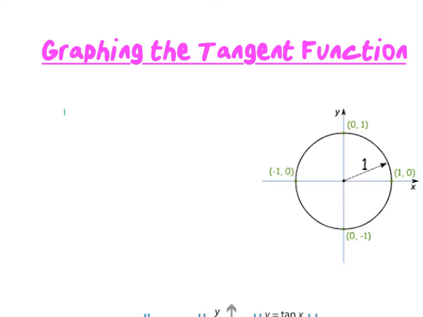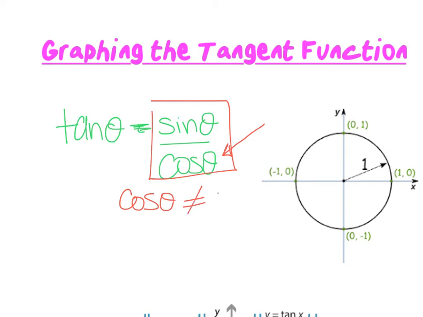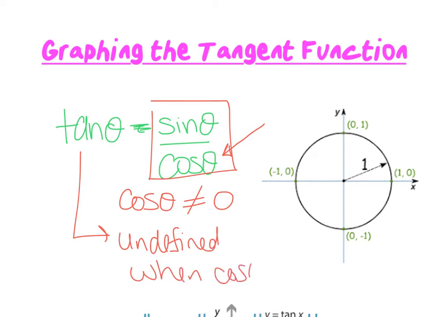The first thing I want to review with you guys is that you should know that tangent of theta is equivalent to sine of theta over cos of theta. This is really important because since this is what tangent's equal to, we need to be careful because if this is a fraction, we have to be aware that cosine of theta could never equal 0, because if cosine of theta was 0, it would make the whole tangent graph become undefined. It is undefined when cosine of theta equals 0.